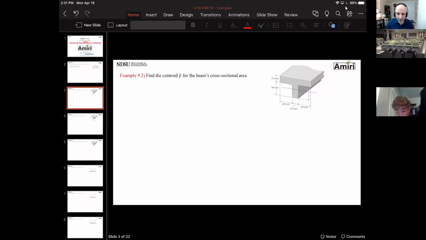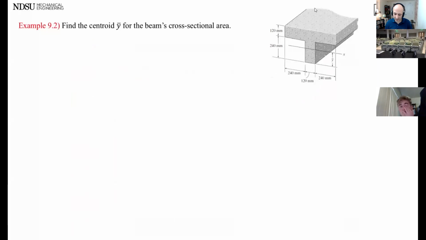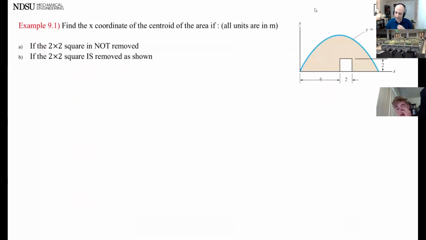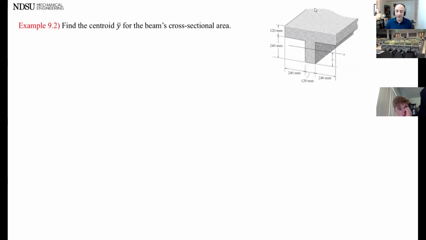All right, so I'm going to start chapter 10 today, which is second moment of inertia, but I want to do a couple more centroids before getting to that, and then we'll do second moment of inertia and centroid at the same time. They go hand in hand. But last time we started doing some practice on centroid, and I think this was the problem we did on Friday. Let me see.